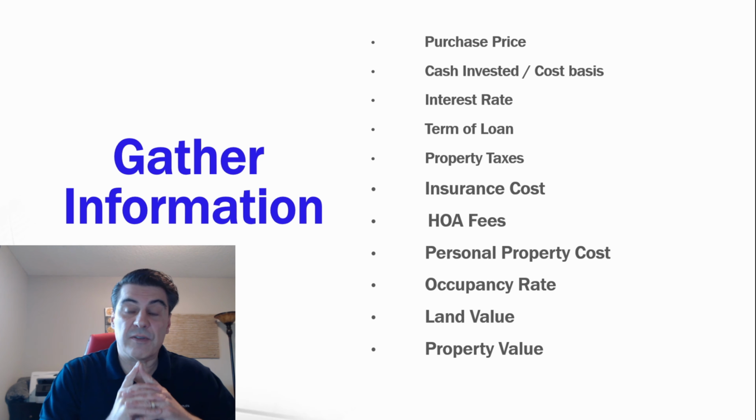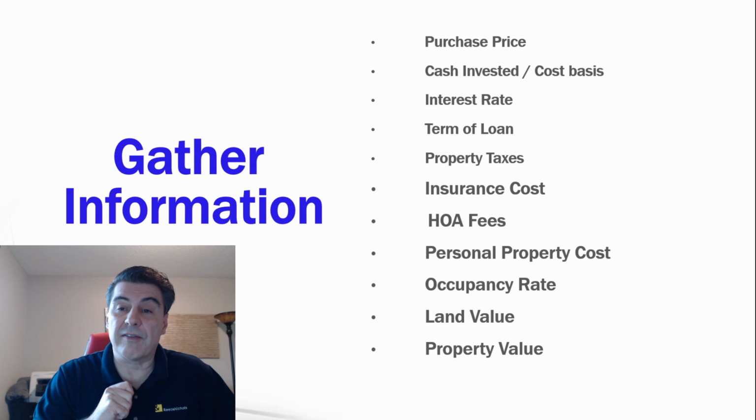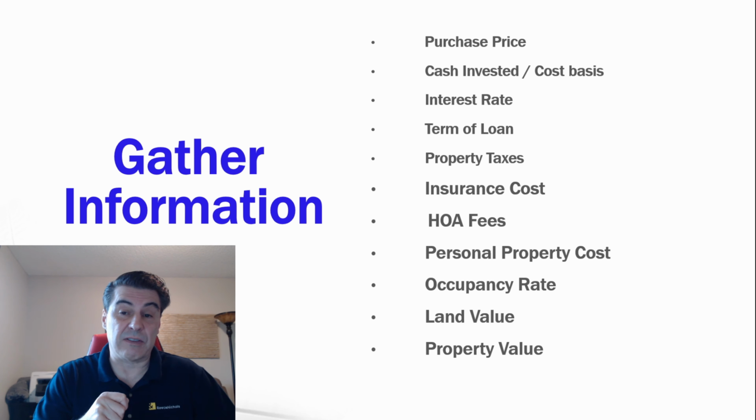We're going to need the information for the price of the house, the cash that you're going to invest, the interest rate, term of the loan, and property taxes. I try to calculate the property taxes based on the contract price, which may or may not be close to the county tax price, and that will clearly change after you close. Insurance costs, HOA fees or parking lot fees if you have them, personal property cost, appliances.